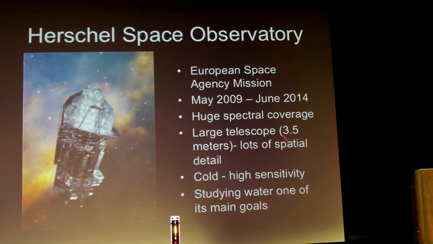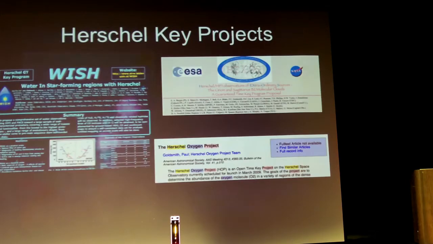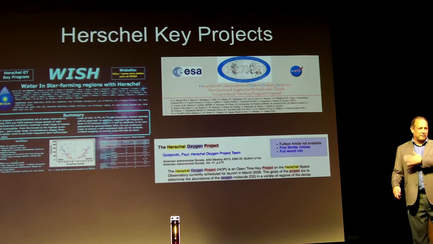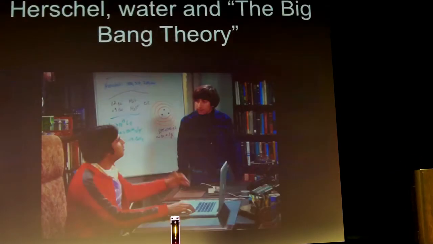It was a much larger telescope than the one that we had used before, where we just had the spectrum of that 1 pixel on the sky. It was very high sensitivity, and studying water is one of its main goals. And these are 3 key projects, big observing programs with the telescope: water in star-forming regions, Herschel observations of extraordinary sources, and the Herschel Oxygen Project, which were all aimed at trying to track down where all the oxygen was in star-forming clouds.